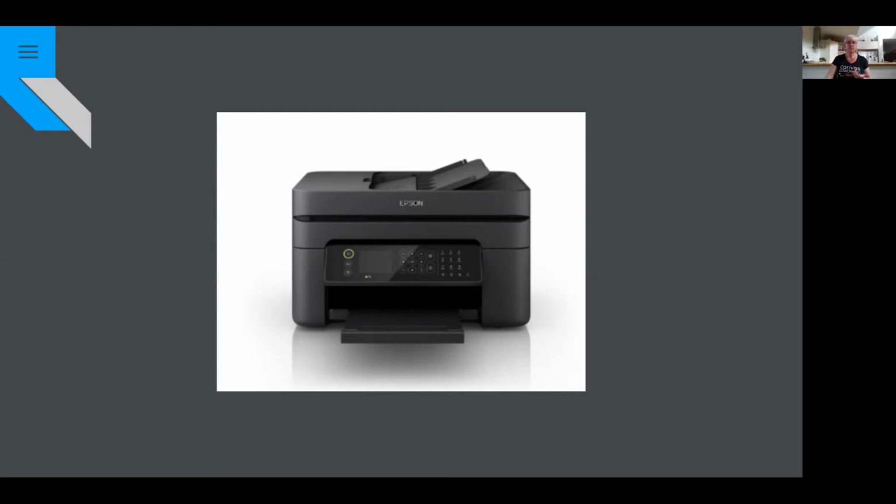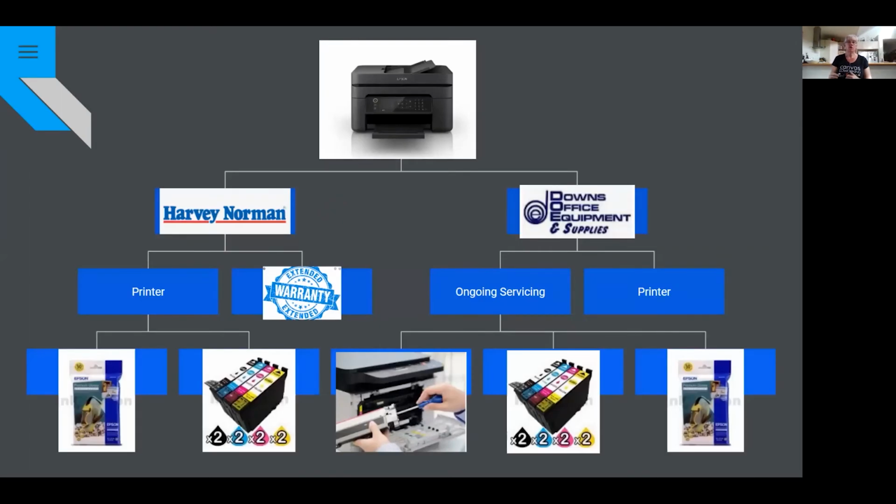Now, of course, when Epson, in this case, make a printer, their business model isn't just to sell printers. They wouldn't be in business if they just sold printers. So they think about how else they can generate revenue. They also rarely sell us the printer themselves. They have distributor networks, so we can go to Harvey Norman and buy a printer. We could go to Downs Office Equipment and Supplies and buy a printer, two resellers, but they offer different services themselves. Their own business models are different.